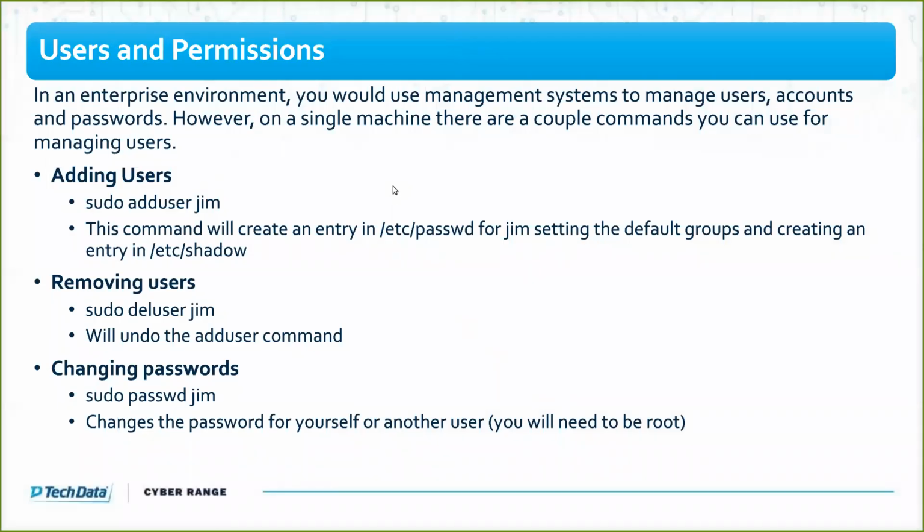So, users and permissions. In an enterprise environment with lots of users and lots of systems, you'll typically use management systems such as Active Directory to manage your users and accounts. However, on a single machine, there are specific commands that you can run to help you do that. For adding users, you basically use the sudo command to elevate your privileges and use the command adduser. In this example, we would add user Jim, and this will actually create entries in both the /etc/passwd and the /etc/shadow files, which we will show in the demo section.